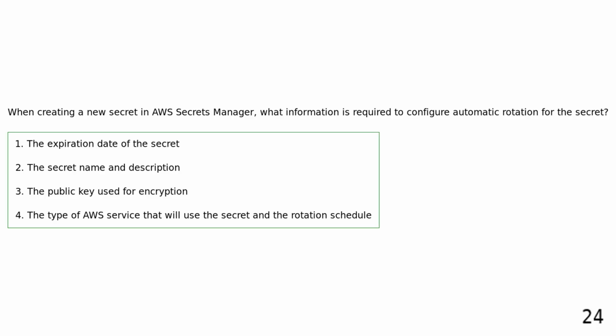When creating a new secret in AWS Secrets Manager, what information is required to configure automatic rotation for the secret? The expiration date of the secret. The secret name and description. The public key used for encryption. The type of AWS service that will use the secret and the rotation schedule.